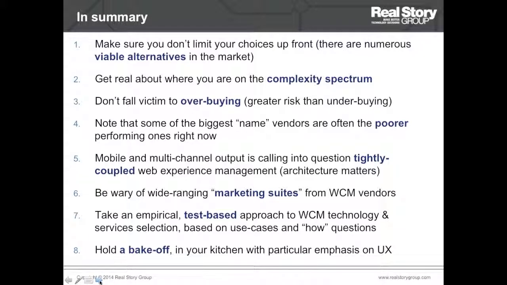Mobile and multi-channel output is really, really important to understand how it's working with your web content management system. So involve your architects. Don't leave them on the side. Make sure that you're wary of these big marketing suites from WCM vendors because they probably aren't as focused and specialized as the other marketing vendors that I talked about. Make sure you take an empirical and test-based approach to the services and the technology selection, and then finally, hold that bake-off in your kitchen with particular emphasis on your content, your scenarios, and the user experience in particular.